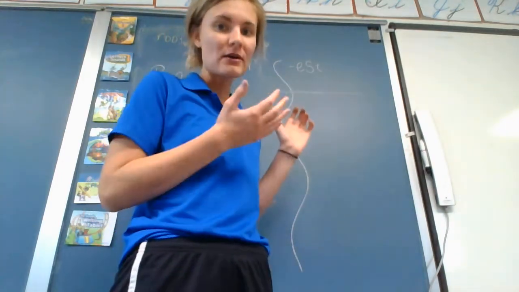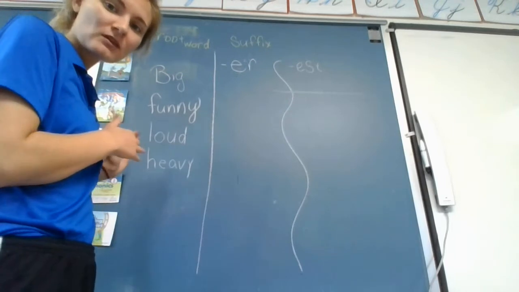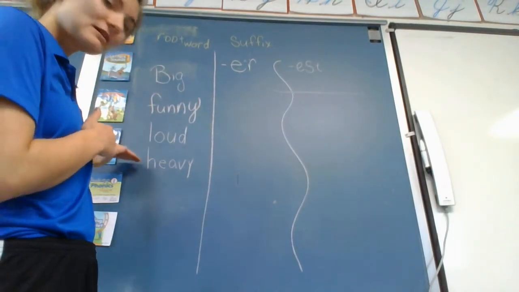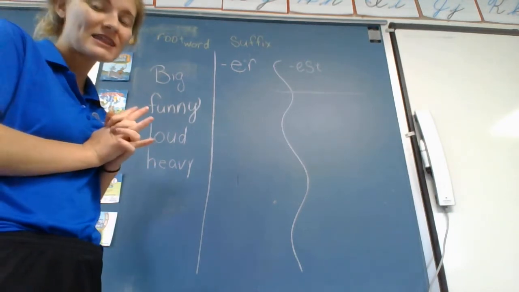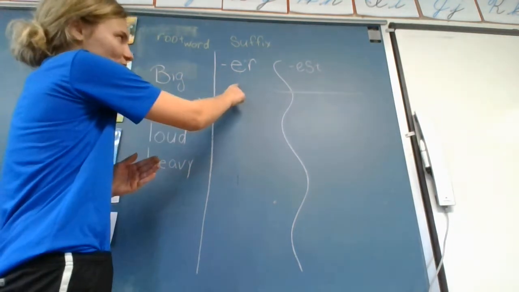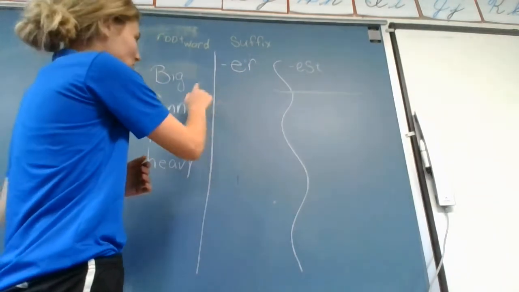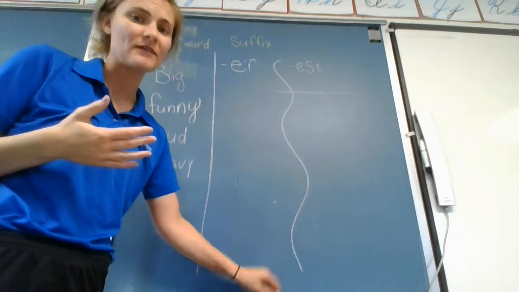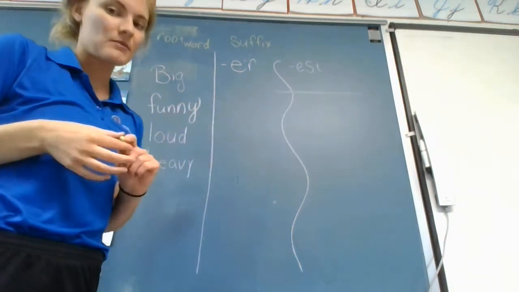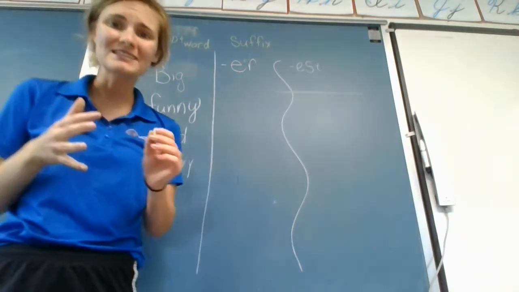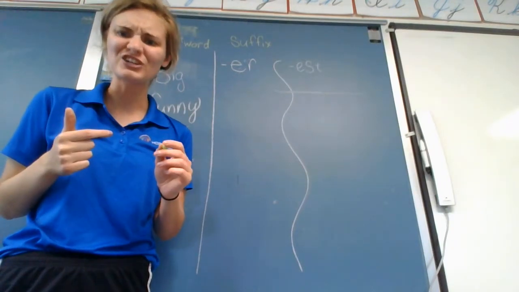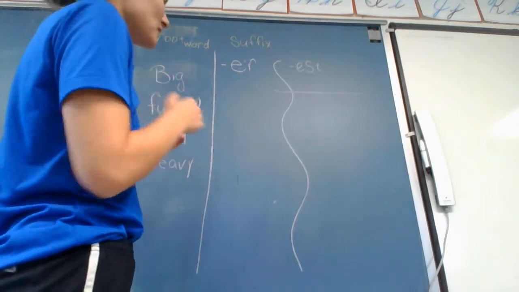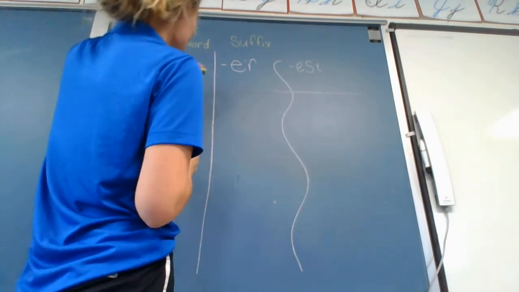Now, up here I have some root words right here. We have big, funny, loud, heavy. Those are all words. Then we're going to add a suffix to them. So first we'll add an er to it, then we'll add an est. And those are our suffix, er and est. So first we're going to look at big. Now we're going to see some of these words might change a little bit when we add those suffix to them. So for big, when we add this er, we're going to write big.